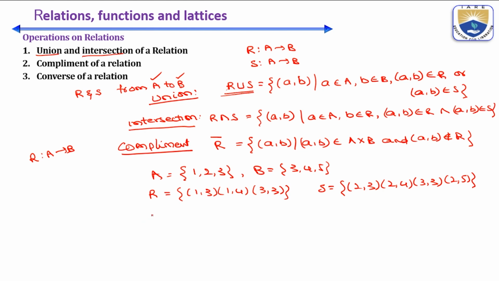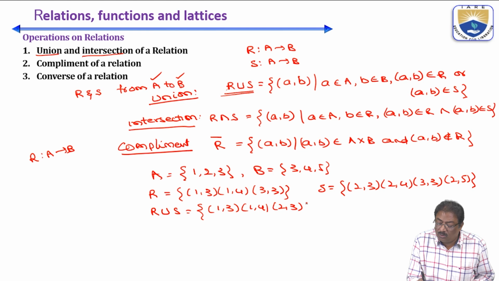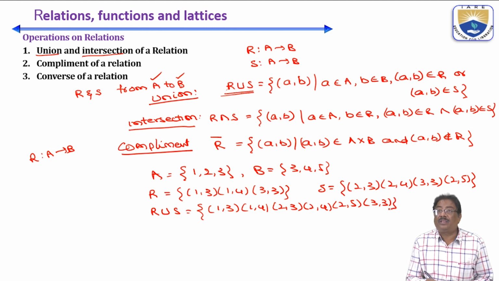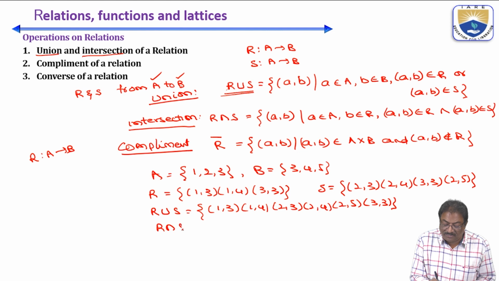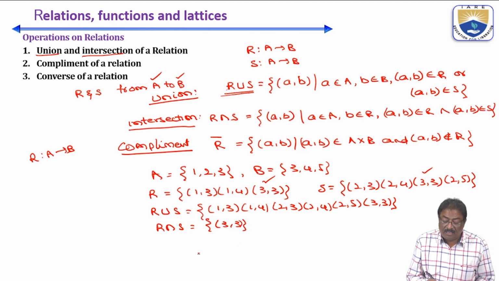Then I am going to find R union S first. R union S is the set of all ordered pairs which belong to R or S. So this is (1, 3), (1, 4), (2, 3), (2, 4), (2, 5), (3, 3). This is R union S. And what about R intersection S? The common ordered pair is (3, 3). So this is R intersection S.